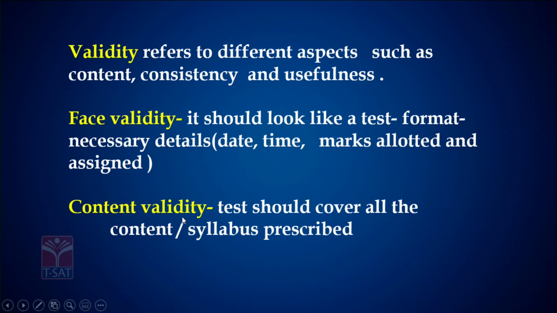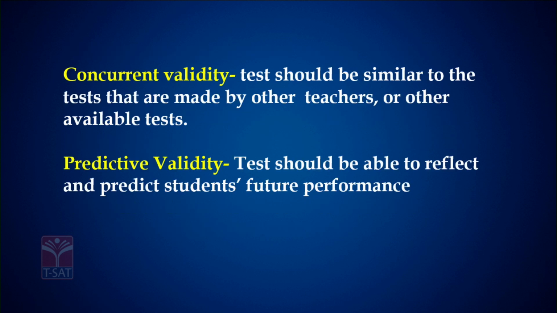And content validity, a test should cover all the content or syllabus prescribed. For example, for a test 2 or 3 units are prescribed and all the test items are taken from just one unit, it will not have content validity. And concurrent validity refers to the test should be similar to the tests that are made by other teachers or that are administered previously or other available tests.